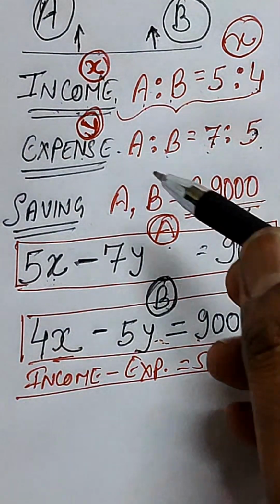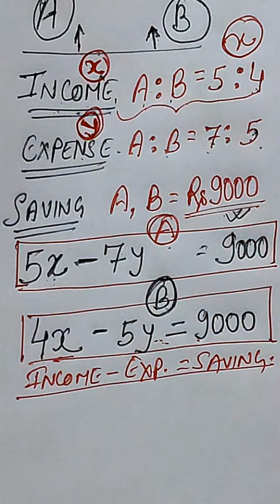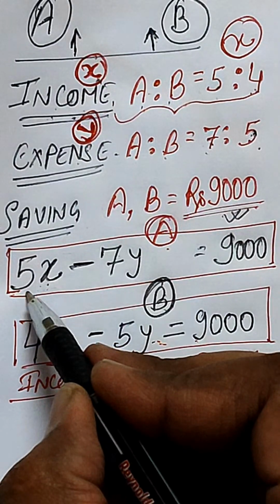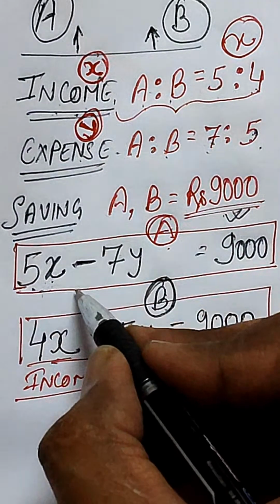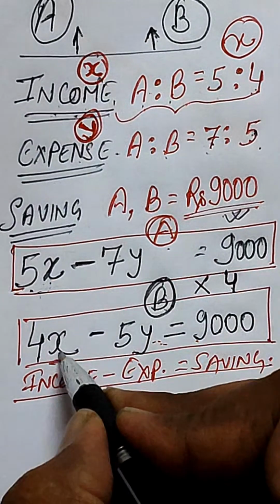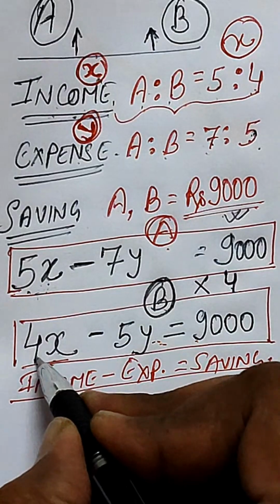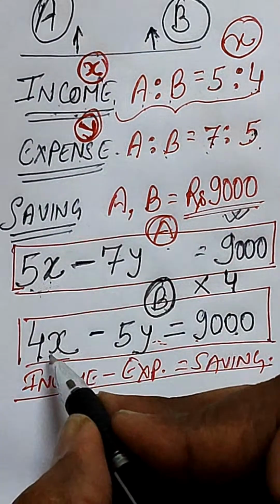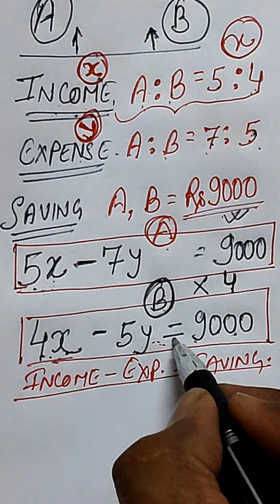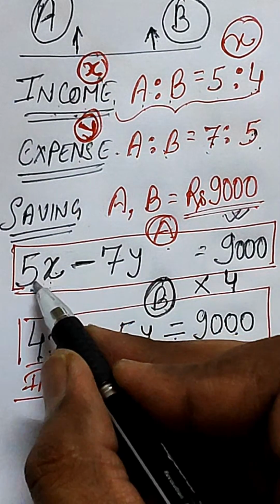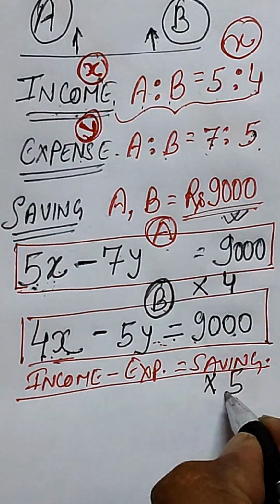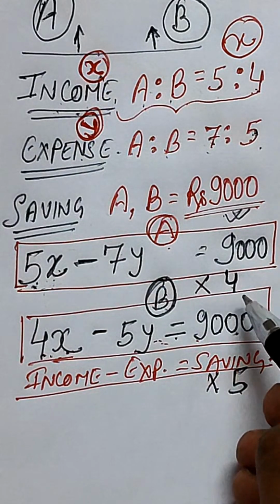The question is: what is the income of A and B? This is asked of us. So let us do elimination. Let us eliminate this x. For this, multiply equation 1 with 4, and to eliminate the x from the second equation, multiply the second equation with the coefficient of x in the first, that is 5. So just multiply the second equation with 5 and the first equation with 4.